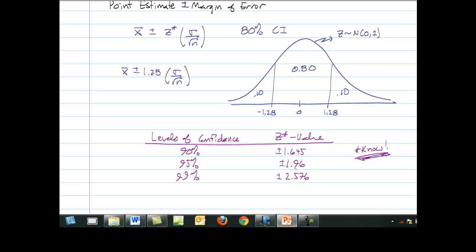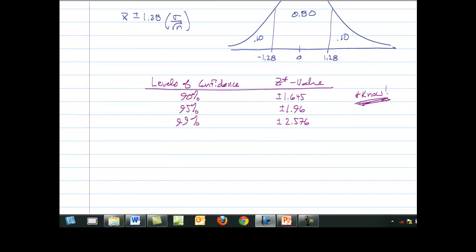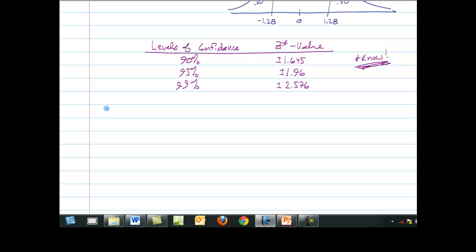Now, since we know how to build a confidence interval, what are some characteristics of a confidence interval?